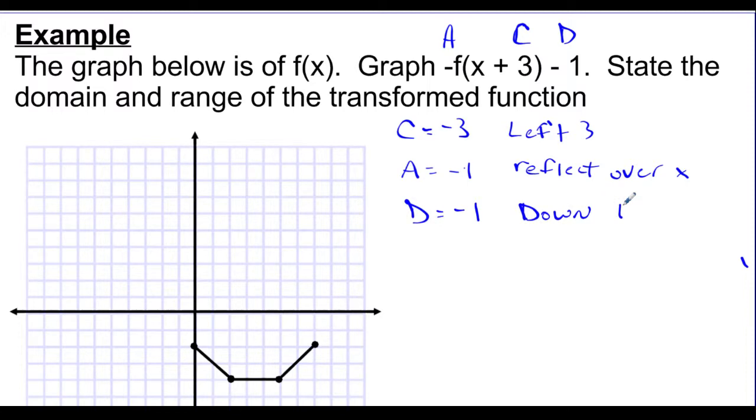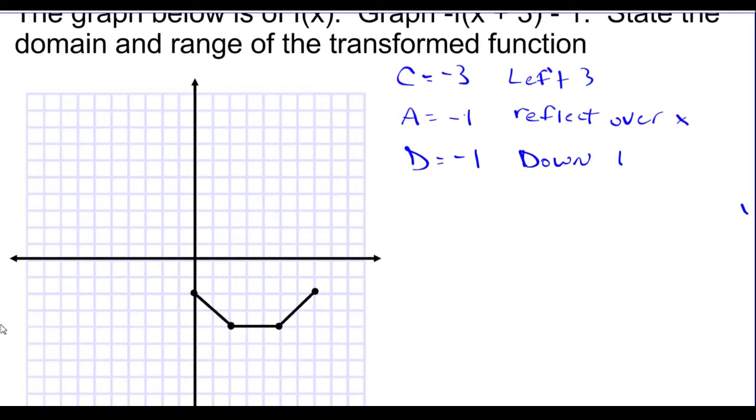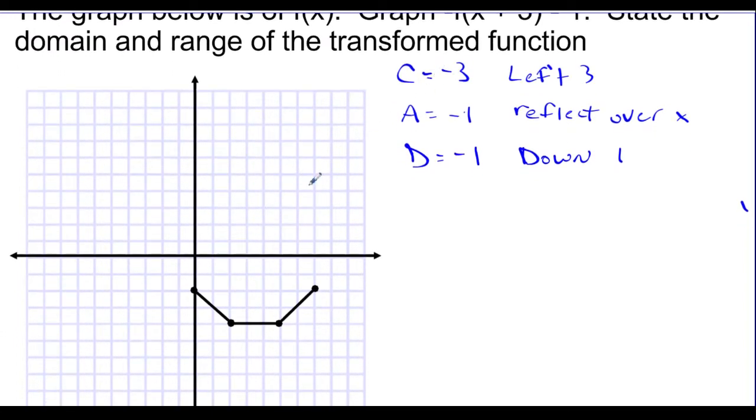Okay? So if I take these three things, left by 3, reflect over the x-axis, down by 1, I'm just going to take those and apply them to the points that are on this graph. And we're just going to do them one by one and see how the graph moves. Okay, so I'm going to say, okay, C value says let's move it to the left by 3. So my point would go from right here at 0, negative 2. It's going to go 1, 2, 3 to the left.